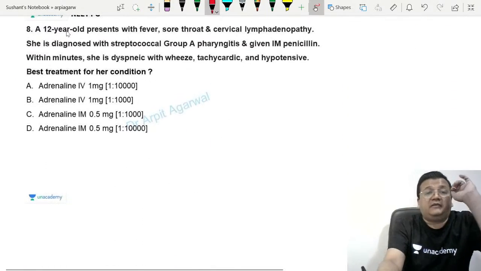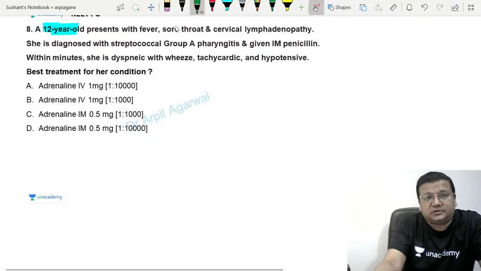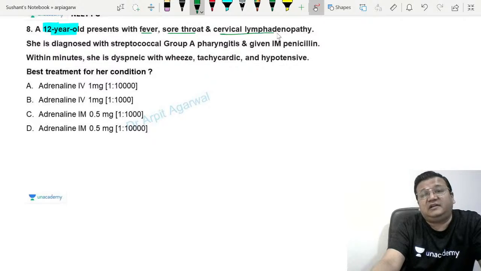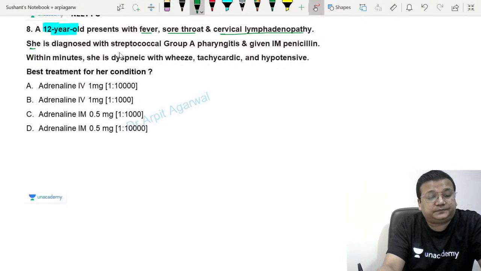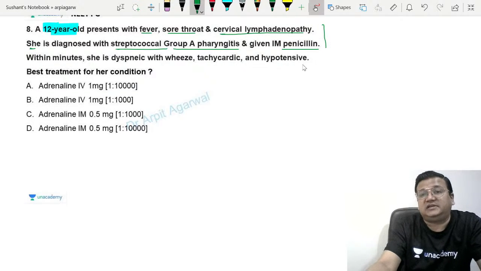Next, we have a 12-year-old. Again, age, sex. Age is given, sex is not given here. Fever, sore throat, and cervical lymphadenopathy. That means she was a girl, diagnosed with streptococcal pharyngitis and given penicillin. So far we have given that the patient was given penicillin.